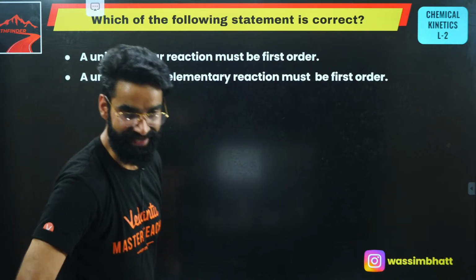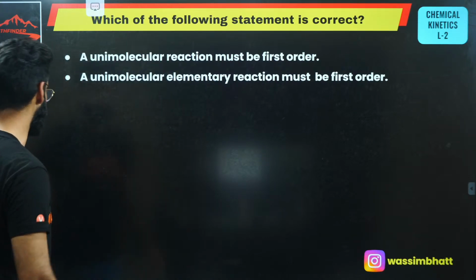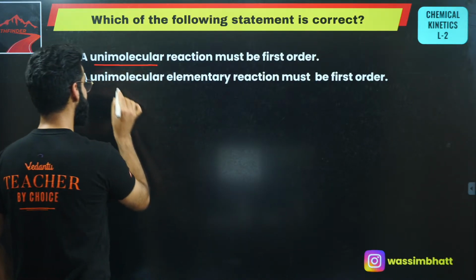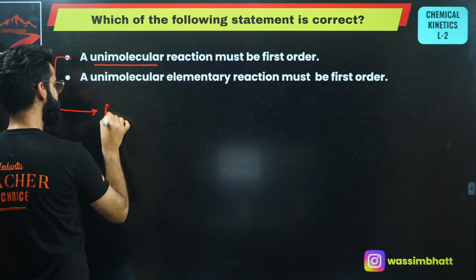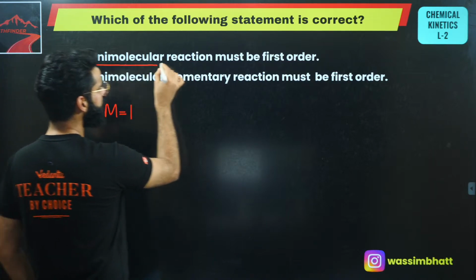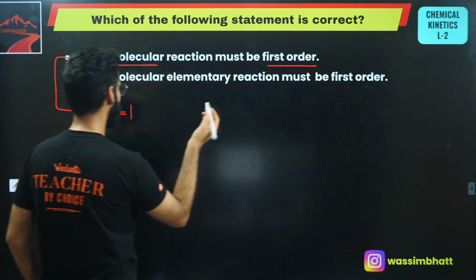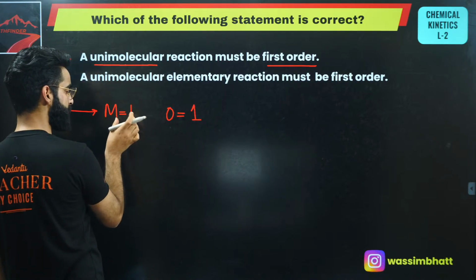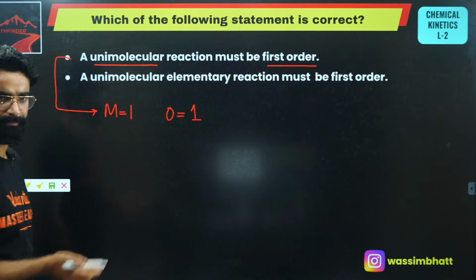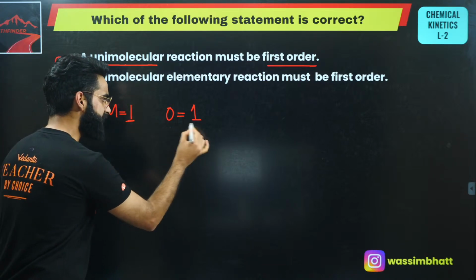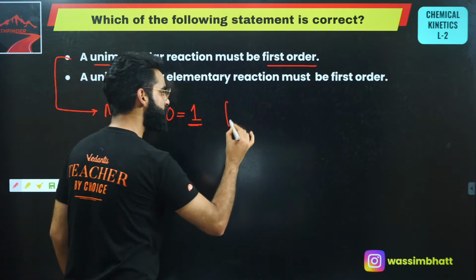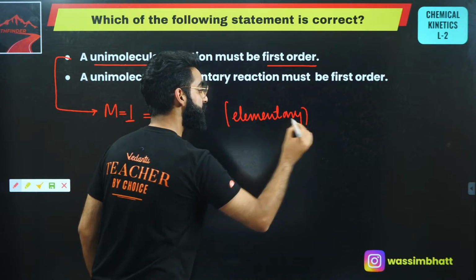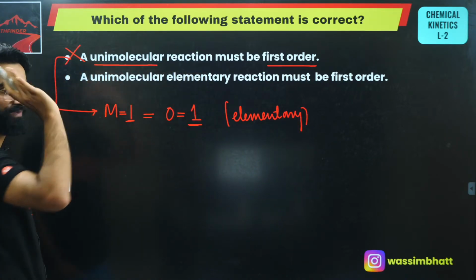It is the second statement actually which is true. Why is that? Look at the first one. A unimolecular reaction means a reaction whose molecularity is 1. If I have any unimolecular reaction whose molecularity is 1, its order should also be 1. But molecularity is equal to order only in case of elementary reactions, not in case of complex reactions. So the first statement is not valid at all.